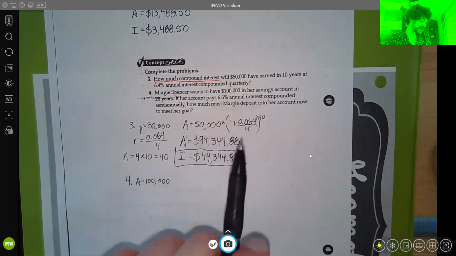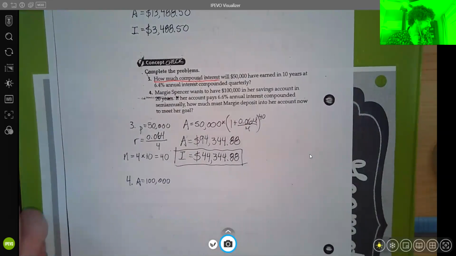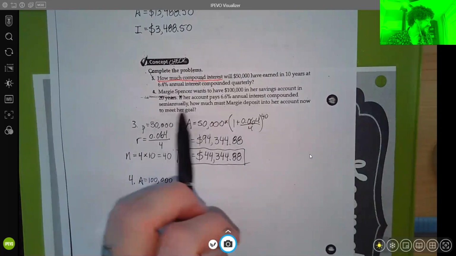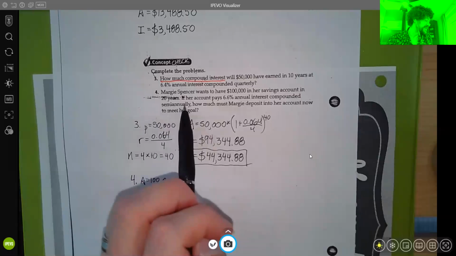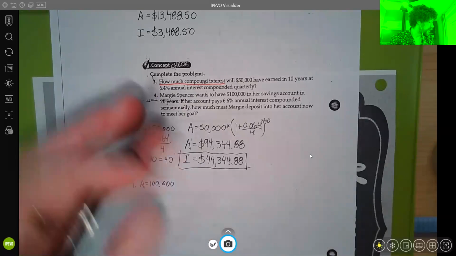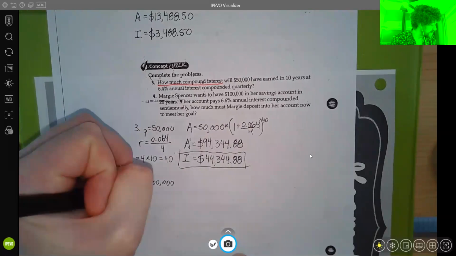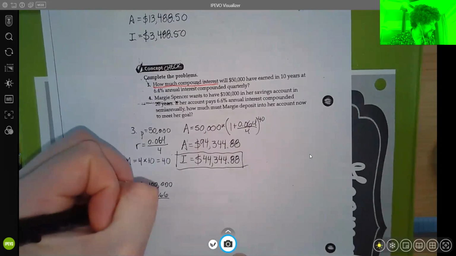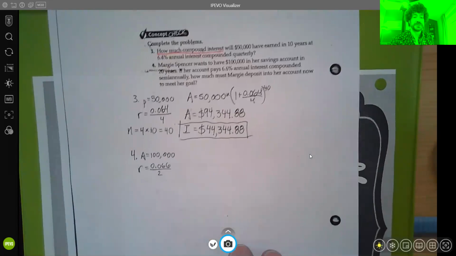And this is actually a really good way to do goal setting for financial stuff. How much money do you want to have in however many years? You can basically work backwards to figure out, all right, how much do I need to invest? So she wants to have $100,000 in 20 years, if her account pays 6.6% annual interest compounded semi-annually. So that's 2 times a year again. So r is 0.066 compounded semi-annually 2 times a year. So 0.066 divided by 2.